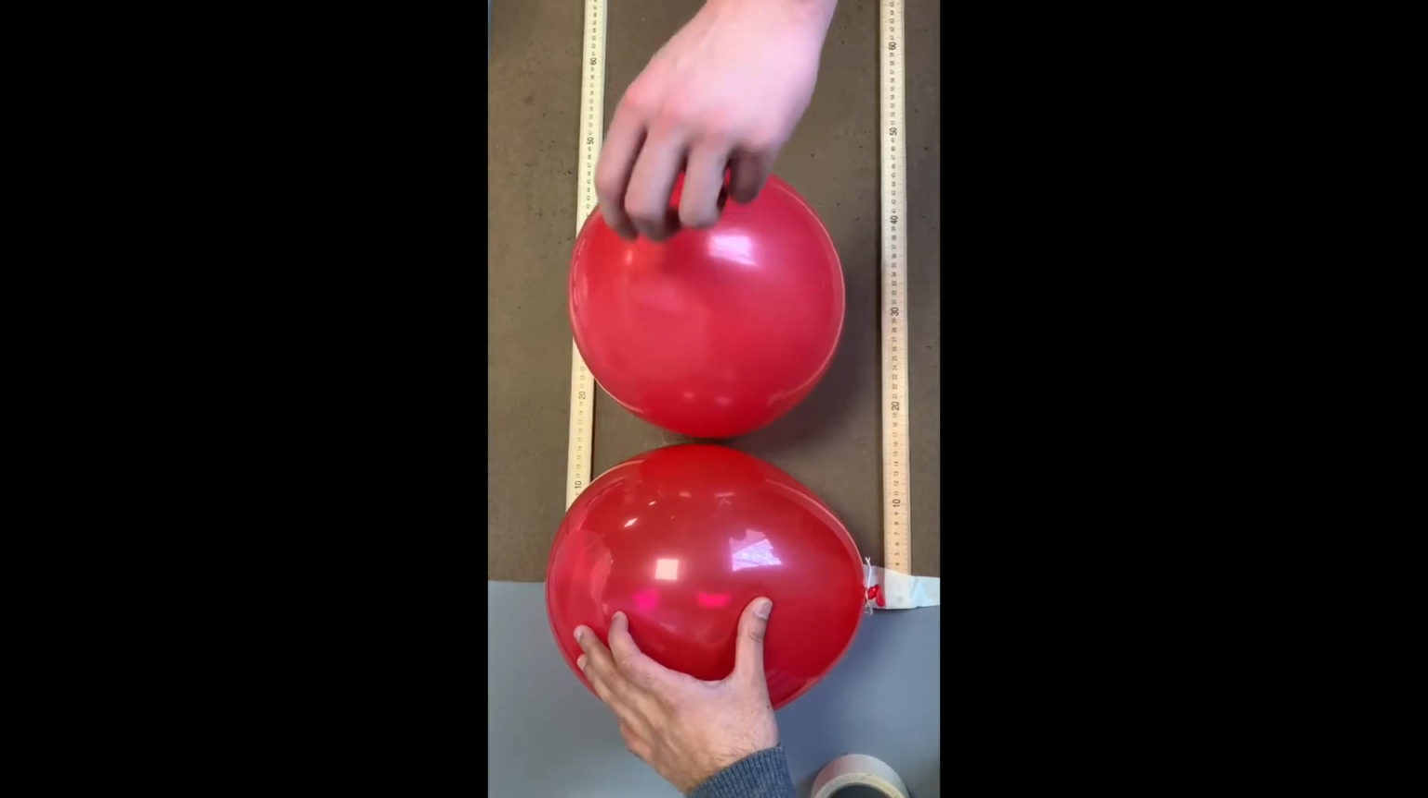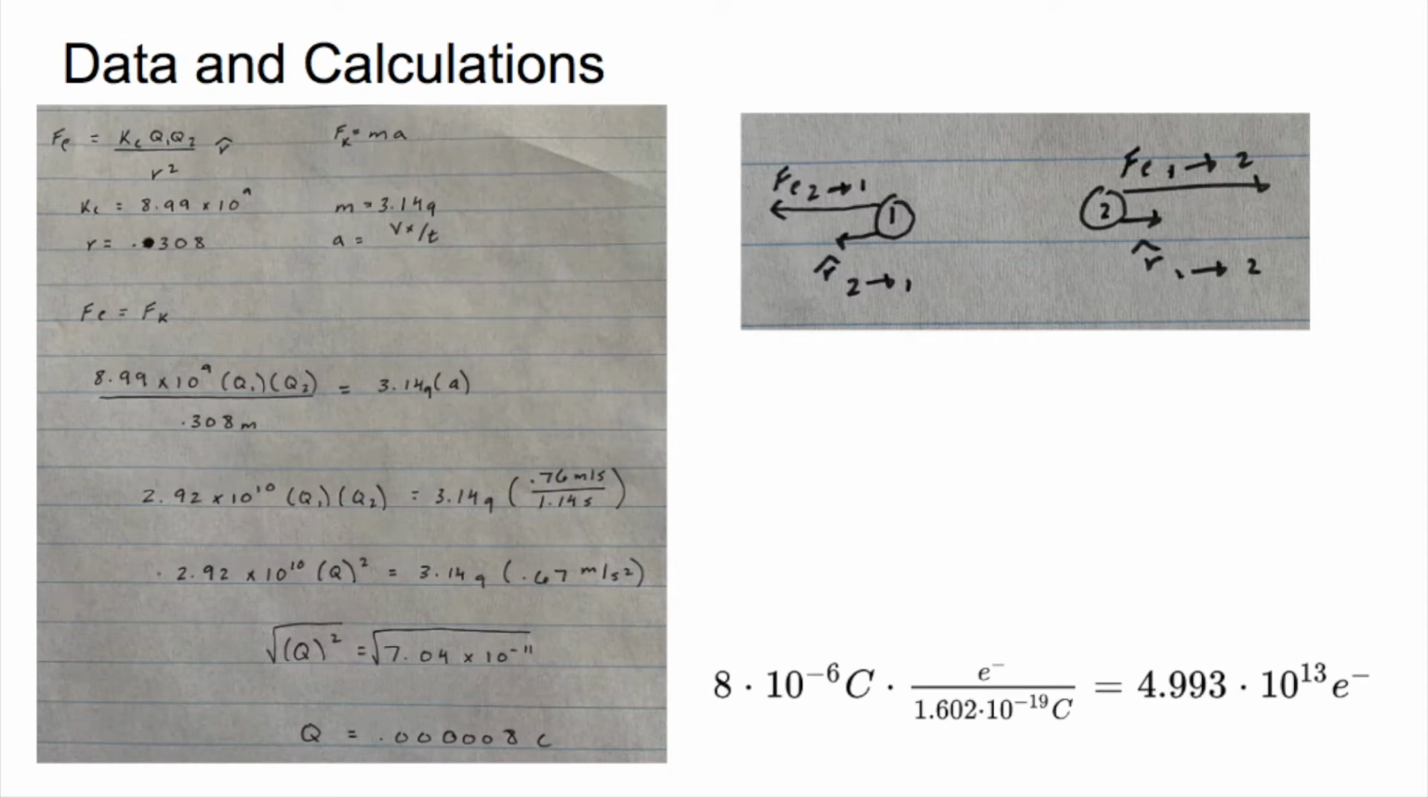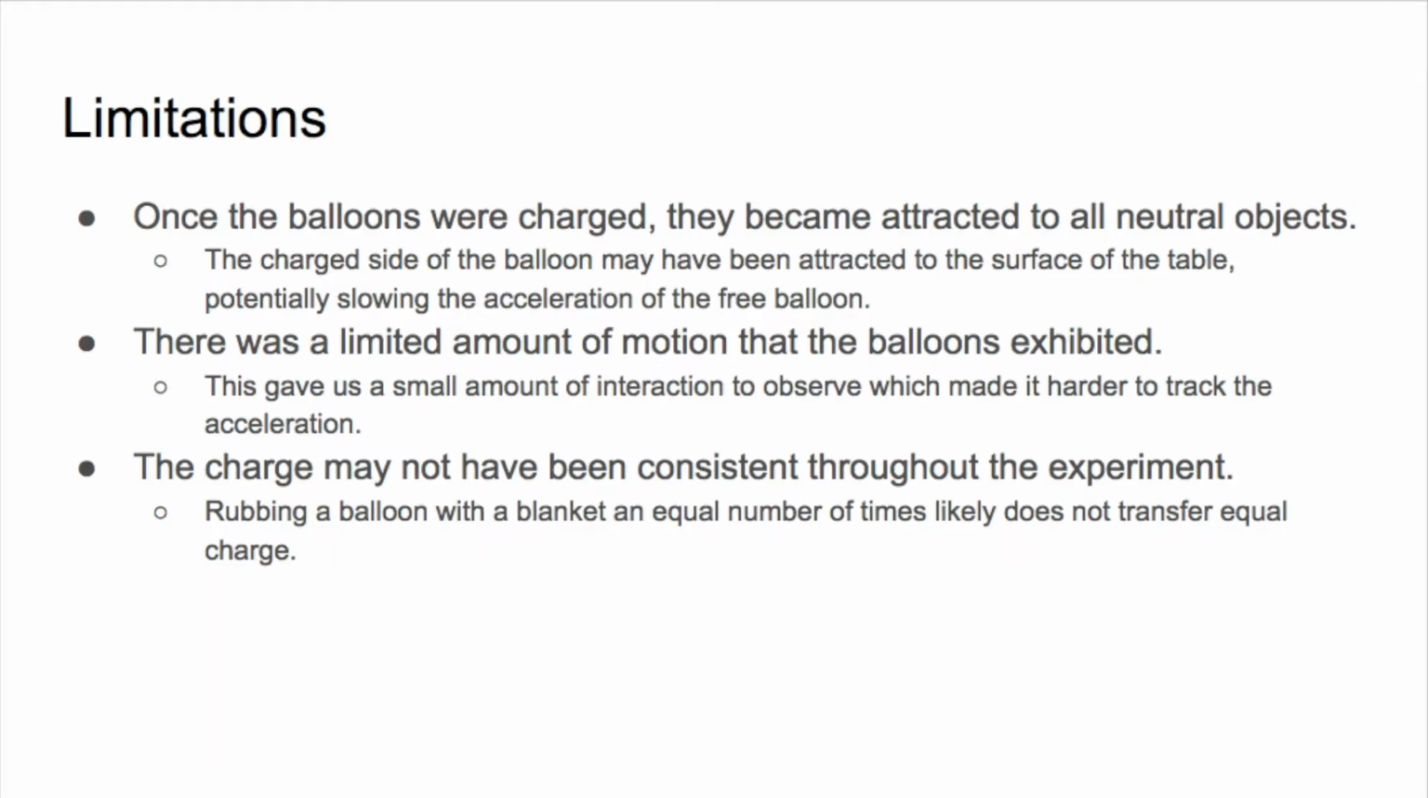After charging the balloons, we dropped the free balloon and measured its acceleration in the x direction using Tracker. For our calculations, we set force kinetic equal to force electric using the instantaneous acceleration measured on Tracker, as they are the forces that act in the x direction. We then solved for Q using Coulomb's law and converted from coulombs to electrons to determine the number of electrons that were transferred. After completing the lab, we encountered a couple limitations.